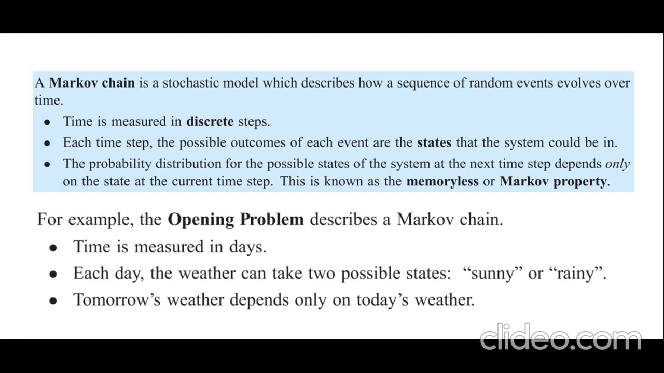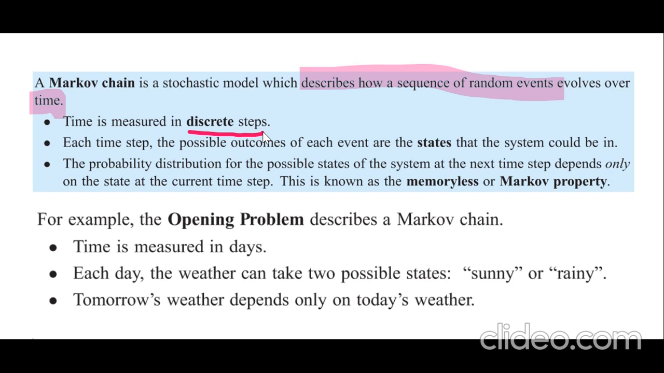A Markov chain is a stochastic model which describes how a sequence of random events evolves over time. The main point that you should know is that it describes how a sequence of random events evolves over time. Time is something that we measure in discrete steps. These are the main points that you need to know when you are making a Markov chain or a Markov model.